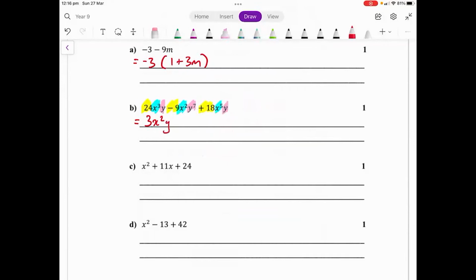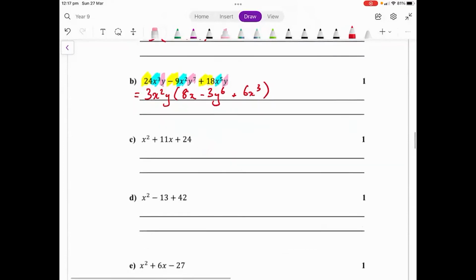I open my brackets. 3x squared y times what will give me 24x cubed y? That's 8x. I do a similar thing for the other two terms as well, and I get a final answer of 3x squared y, brackets, 8x minus 3y to the power of 6, plus 6x cubed, close brackets.